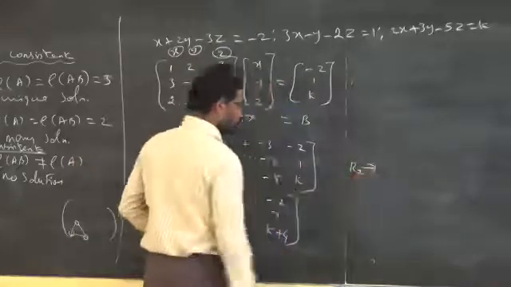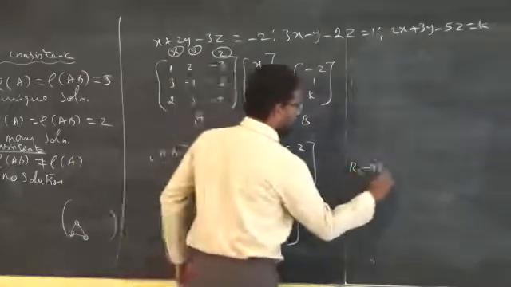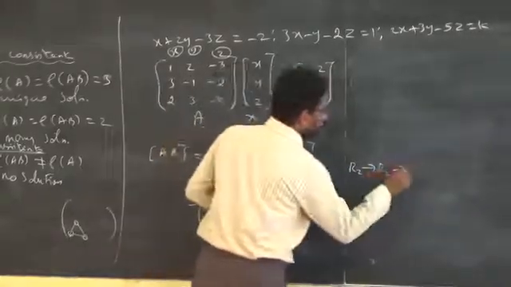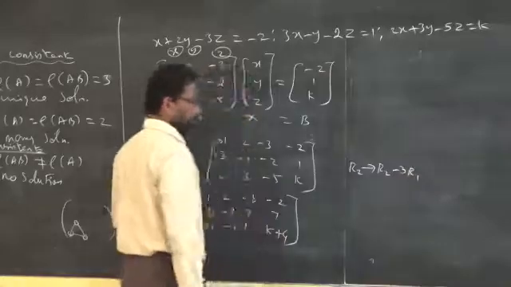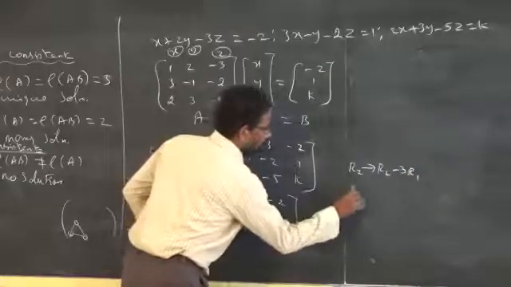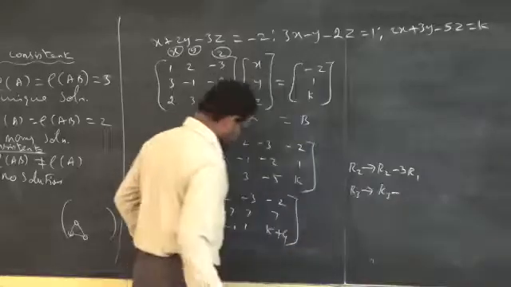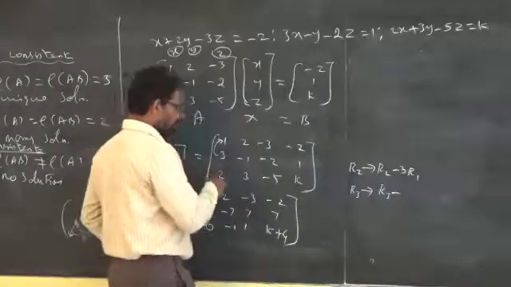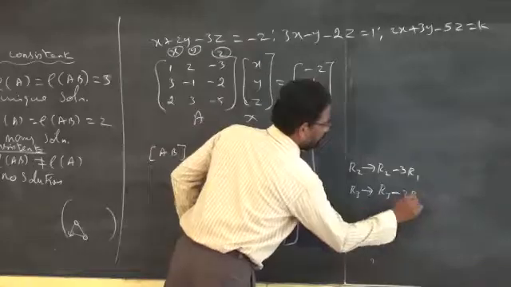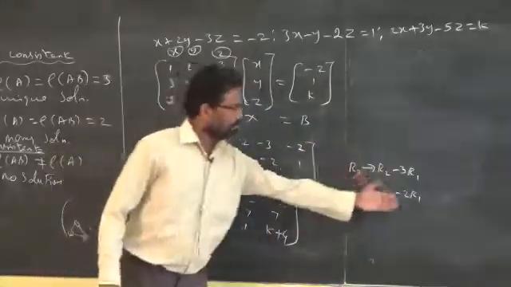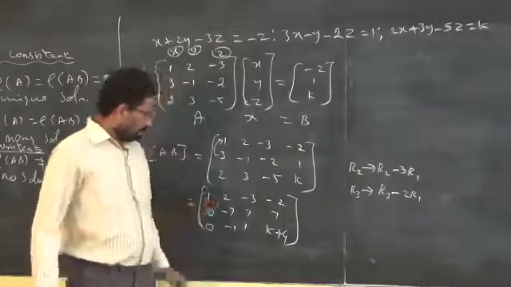R2 is replaced by R2 minus 3R1, because you are multiplying the first row by 3 table. Then R3 is replaced by R3 minus 2R1, because you are multiplying the first row by 2 table. So, you just mention it and write.